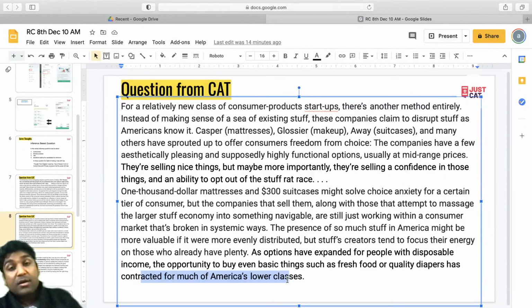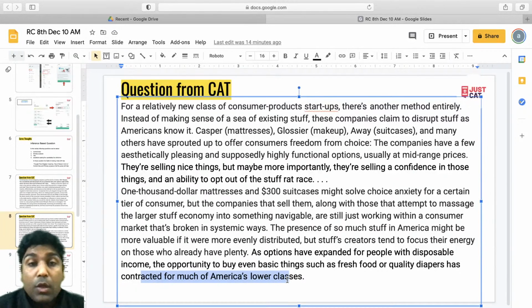For them, so what they're saying is that companies are making products, but they're making the products for the people who have money to spend. They are not making products for the people who do not have a lot of money.